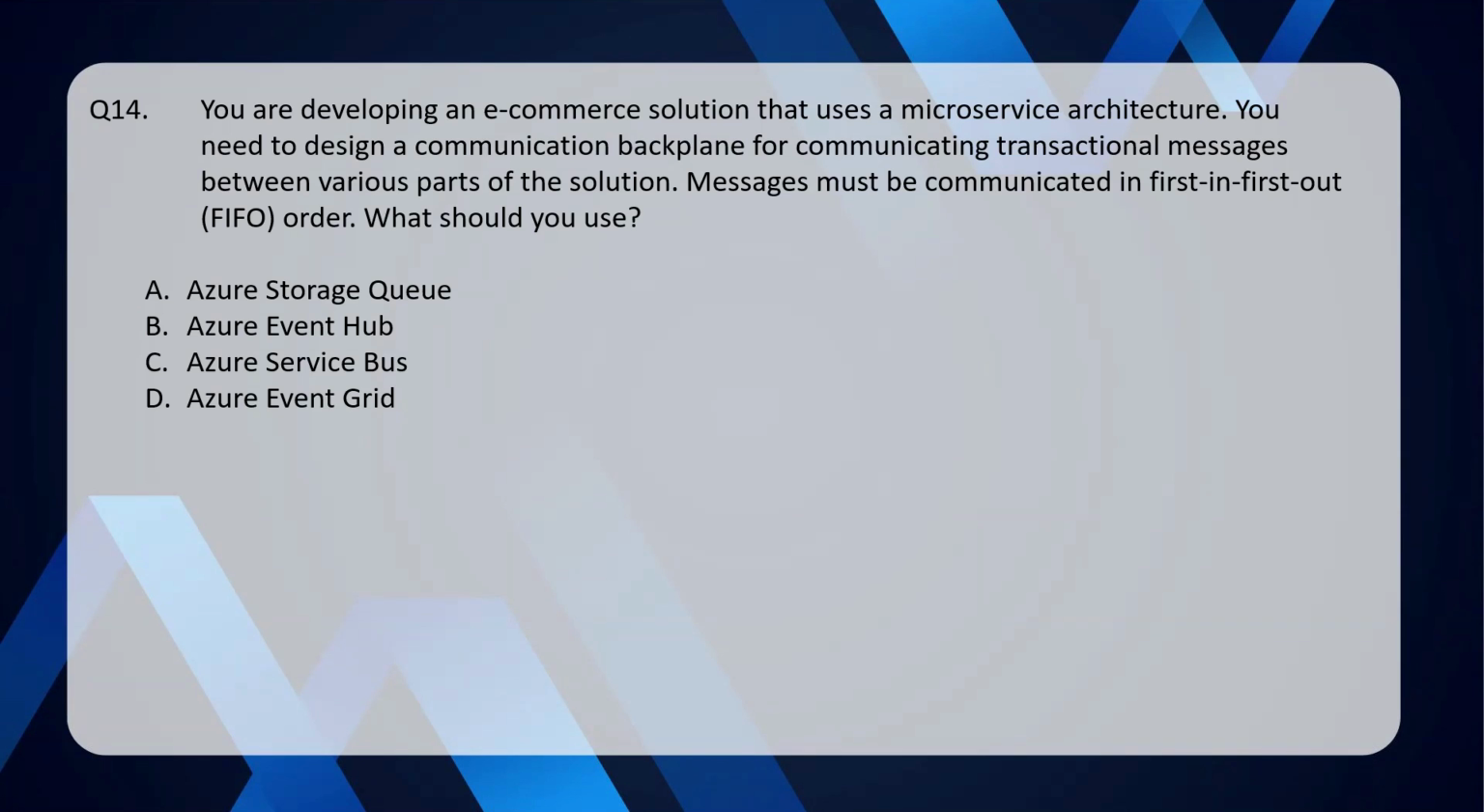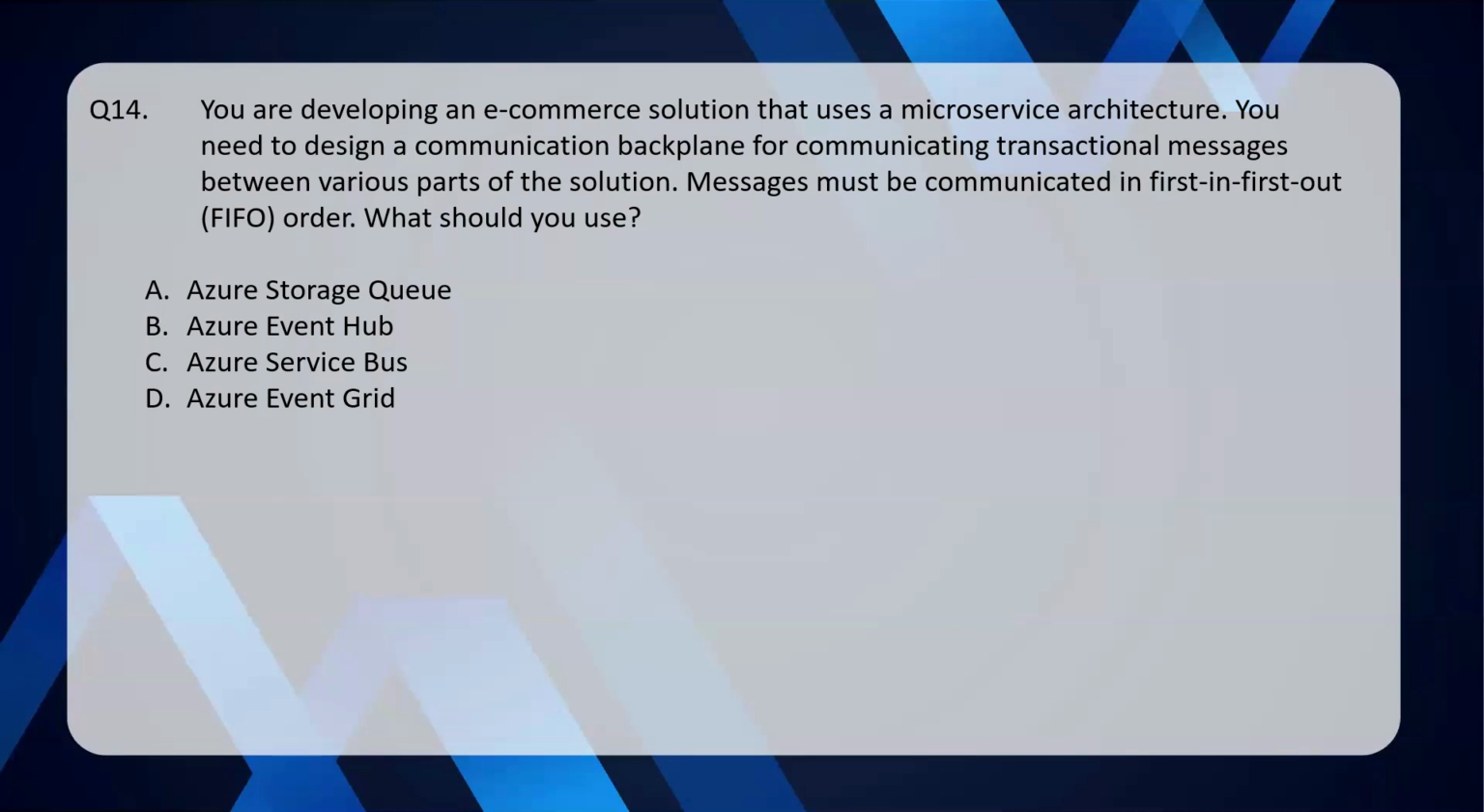You are developing an e-commerce solution that uses a microservice architecture. You need to design a communication backplane for communicating transactional messages between various parts of the solution. Messages must be communicated in first in, first out order. What should you use? Your options are Azure Storage Queue, Azure Event Hub, Azure Service Bus, Azure Event Grid.